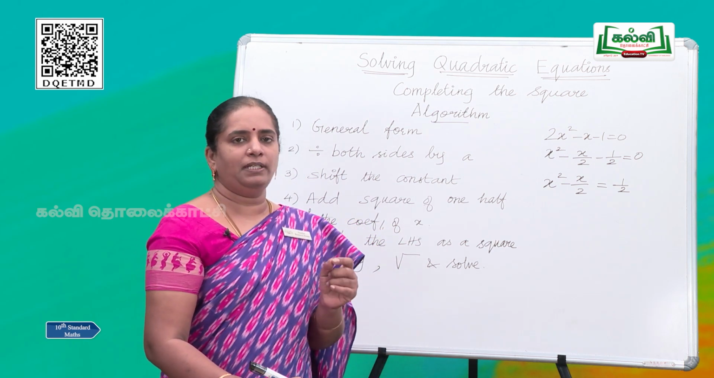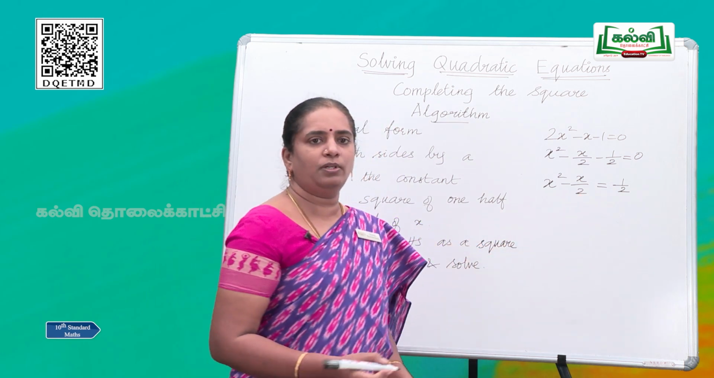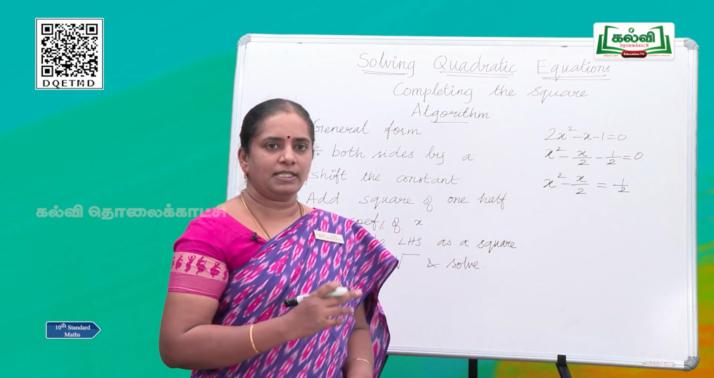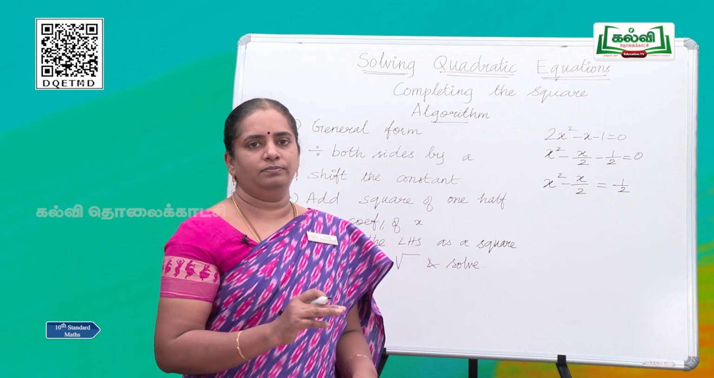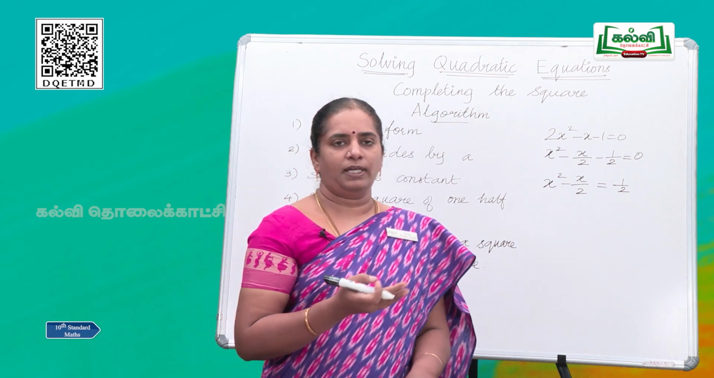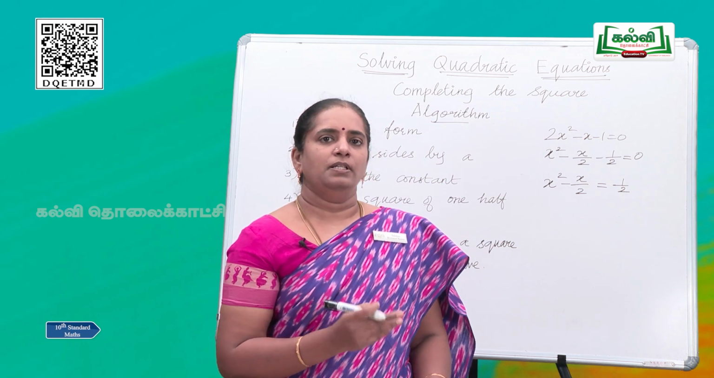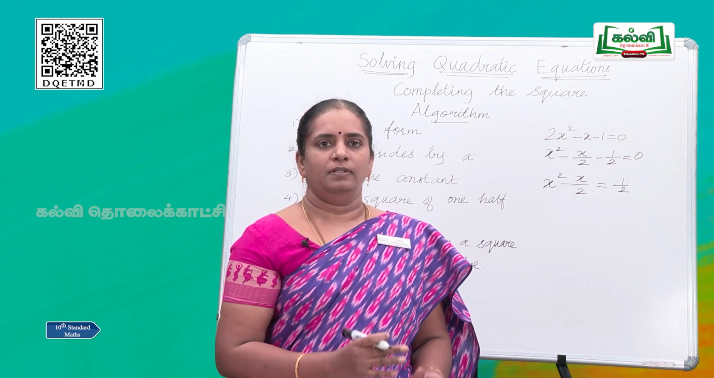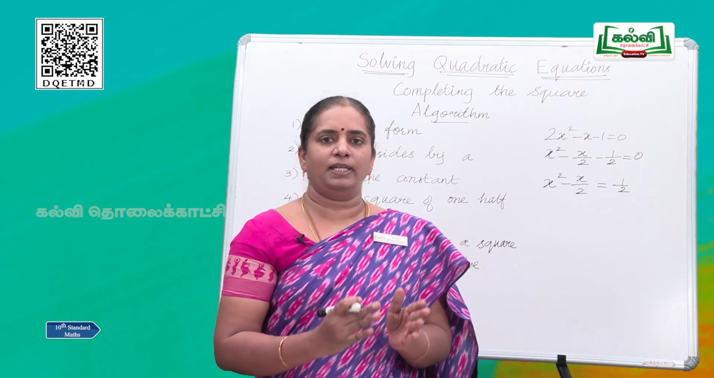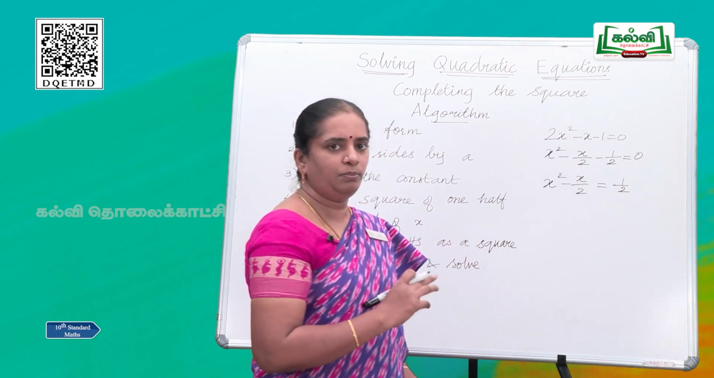So, I am going to repeat it: add the square of 1/2 of the coefficient of x. What is the coefficient of x here? It is minus 1 by 2. What is 1/2 of minus 1 by 2? Minus 1 by 2 divided by 2 is minus 1 by 4. So, square of that, minus 1 by 4 the whole square. What is the square of minus 1 by 4? We have to add that to both sides.